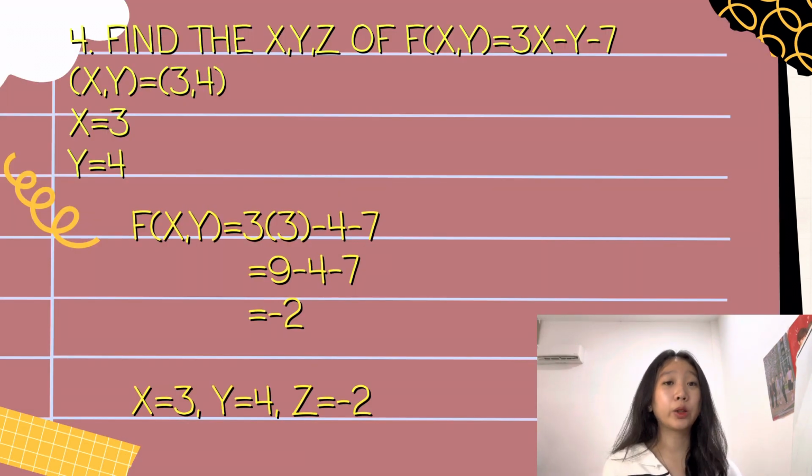For the fourth example, it was different from before. We have to find f(x,y), or we can say z. In this case, x and y are 3 and 4. So x is 3 and y is 4. We enter those points into the f(x,y) function. So 3 times 3 minus 4 minus 7 remains minus 2, so that is z. In conclusion, x is 3, y is 4, and z is minus 2.